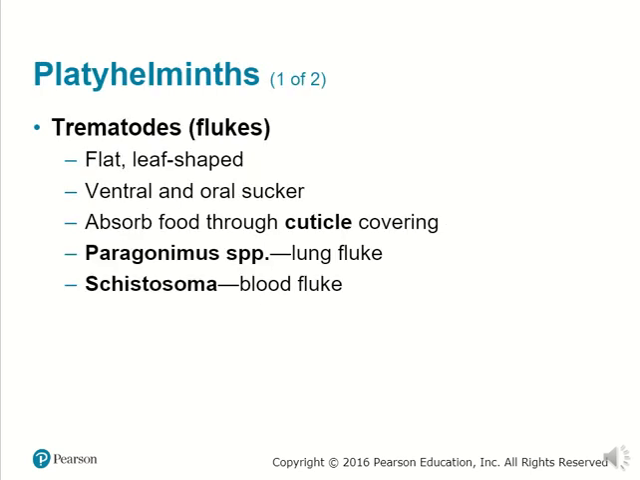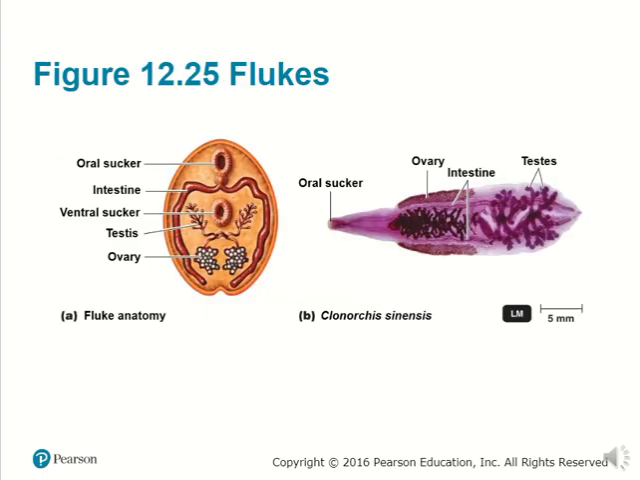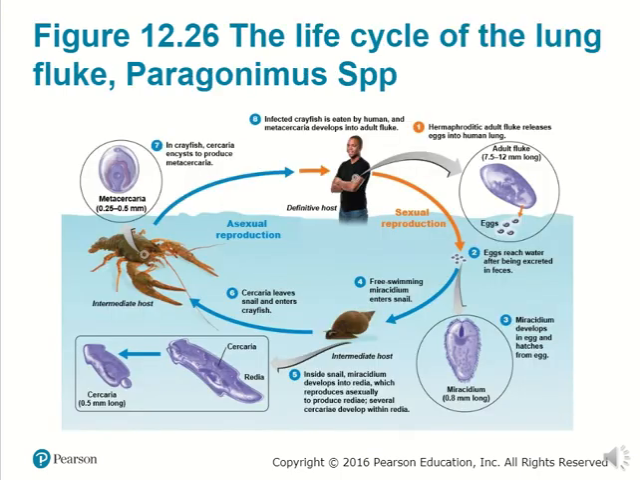Platyhelminths have trematodes, or flukes, which are flat and leaf-shaped. They have ventral or oral suckers. They absorb food through cuticle coverings, and there is an example called Paragonimus, which is a lung fluke, and there's Schistosoma, which are blood fluke infections. Very nasty creatures.